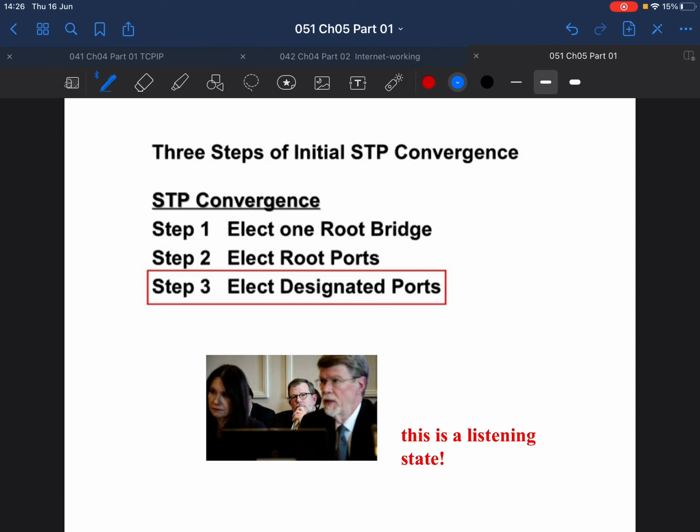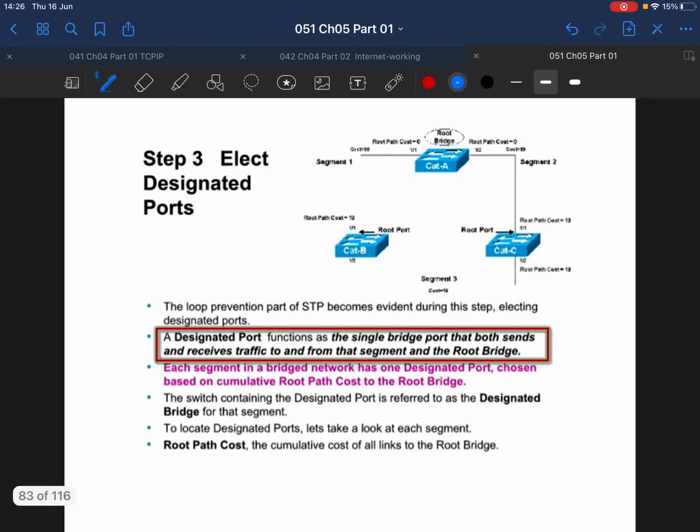Step 3, elect designated port. This is a listening state. The loop prevention part of STP becomes evident during this step, electing designated ports. A designated port functions as a single bridge port that both sends and receives traffic to and from the segment and root bridge. Each segment in a bridged network has one designated port chosen based on cumulative root path cost to the root bridge. The switch containing the designated port is referred to as the designated bridge for that segment. Root path cost is the cumulative cost of all links to the root bridge.